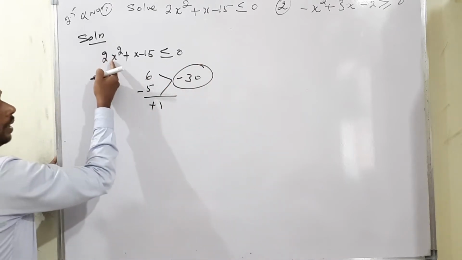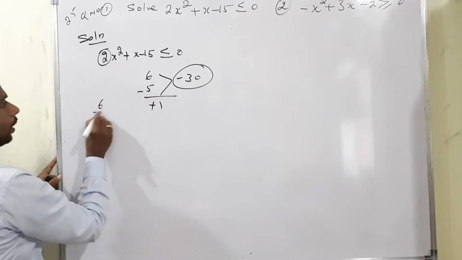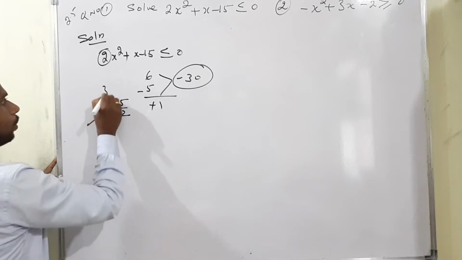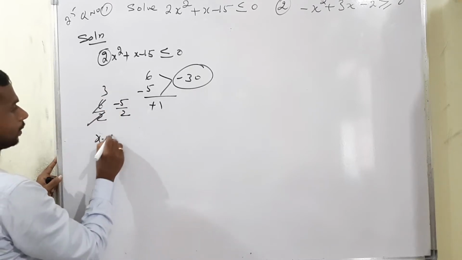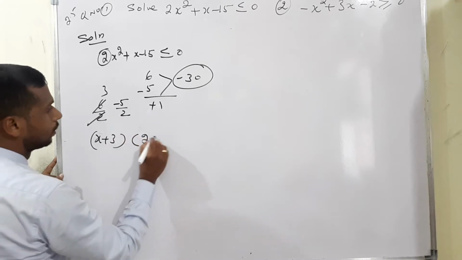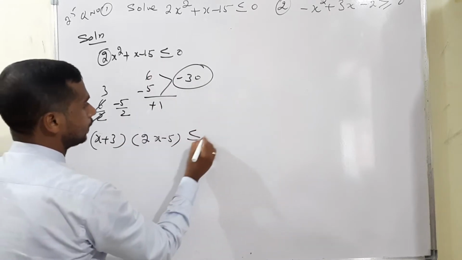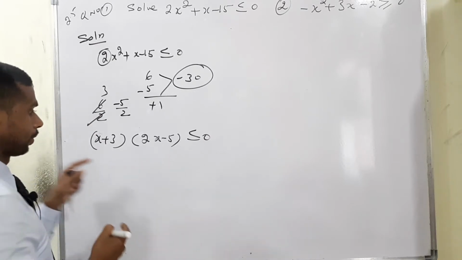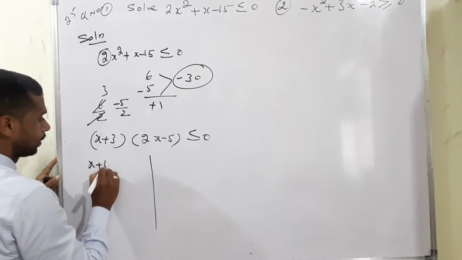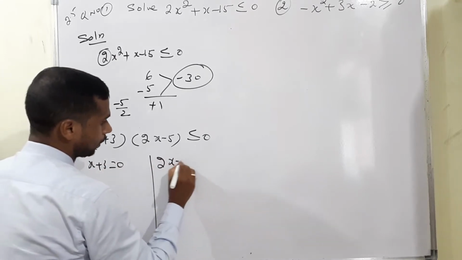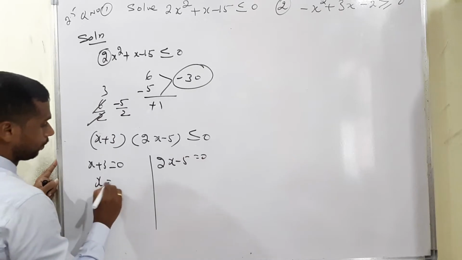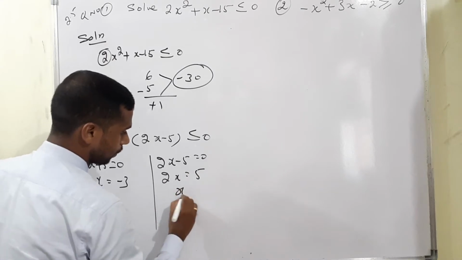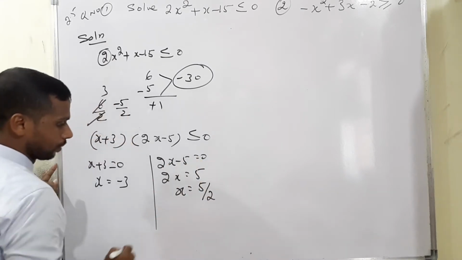But the leading coefficient is more than 1. Therefore, we can simplify 6 divided by 2 and minus 5 divided by 2. 6 and 2, how many times? 3 times. Therefore, the first factor is x plus 3. Next factor is 2x minus 5, less than or equal to 0. To make it for the number line, we take the inequality symbol as equal to 0. Divide into two parts. First case, x plus 3 is equal to 0. Second case, 2x minus 5 is equal to 0. Therefore, x is equal to negative 3, and 2x is equal to 5, so x is equal to 5 by 2.